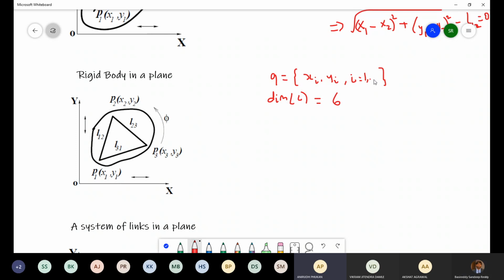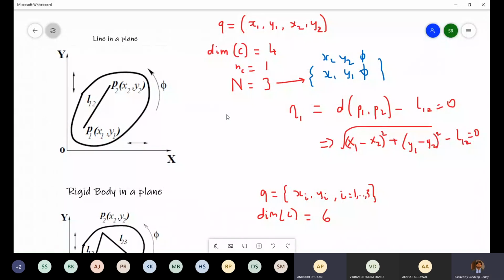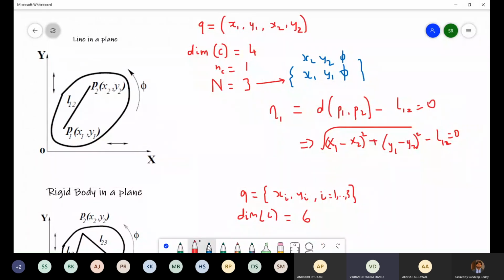Sir, in the earlier example, can we also consider x1, y1 and x2 instead of phi? No, x1, y1 and x2. Will x1, y1 and x2 define the degrees of freedom? Clearly x1 and x2 are related, right? Yes, sir, but it still defines, because x2 minus x1 is L12 cos theta, where theta is the inclination of L12. So either we need theta to be defined or we need x2 to be defined.